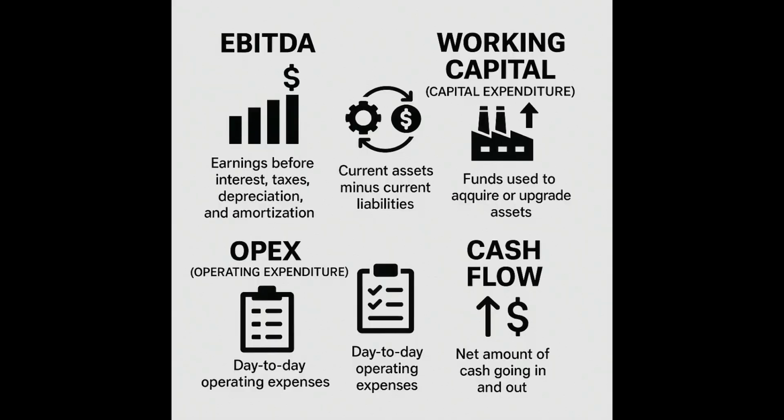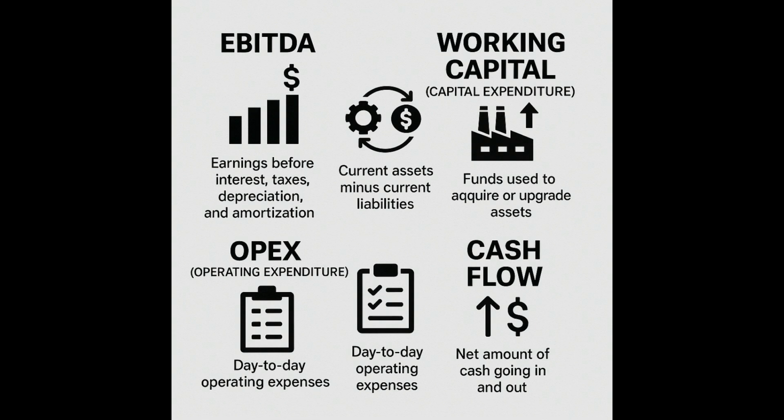Profit, net income, is what's left after a company pays all its expenses. Think of it as the bottom line. For example, if a bakery earns $10,000 in revenue and spends $7,000 on ingredients, rent, and wages, its profit is $3,000. EBITDA stands for earnings before interest, taxes, depreciation, and amortization.